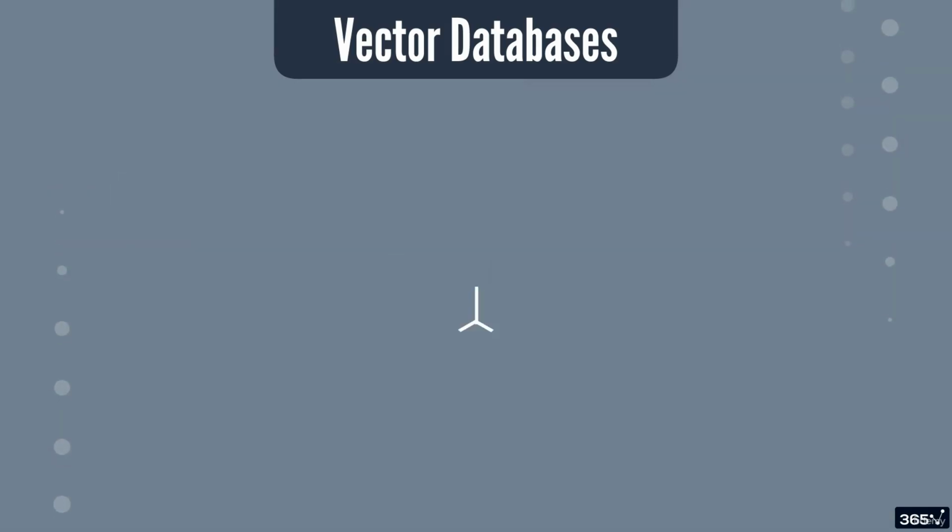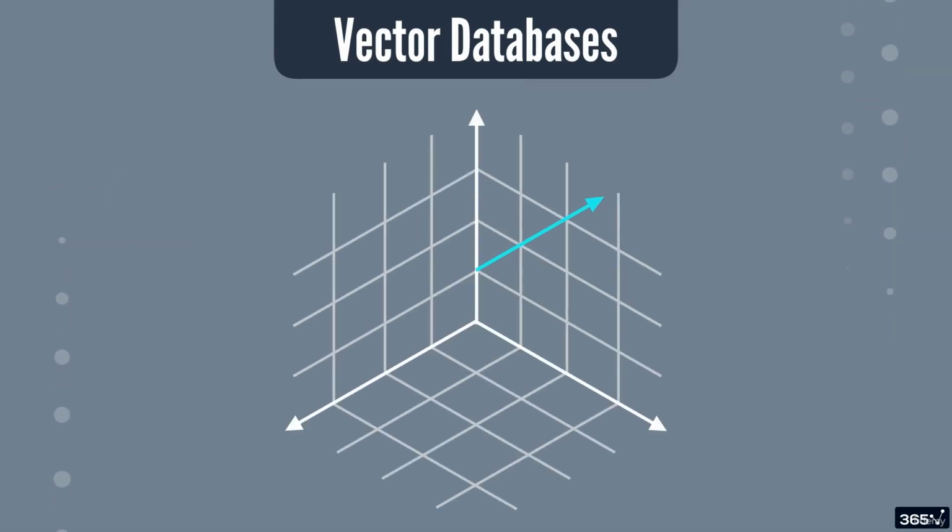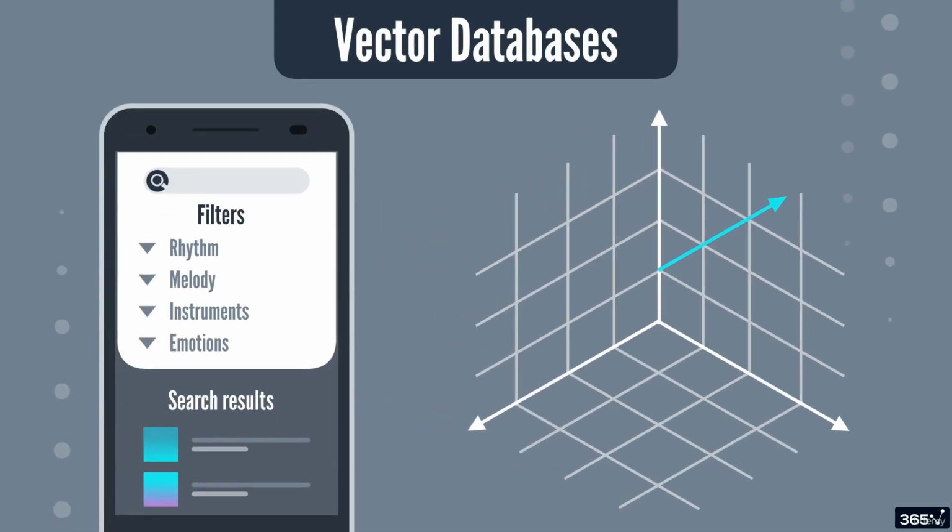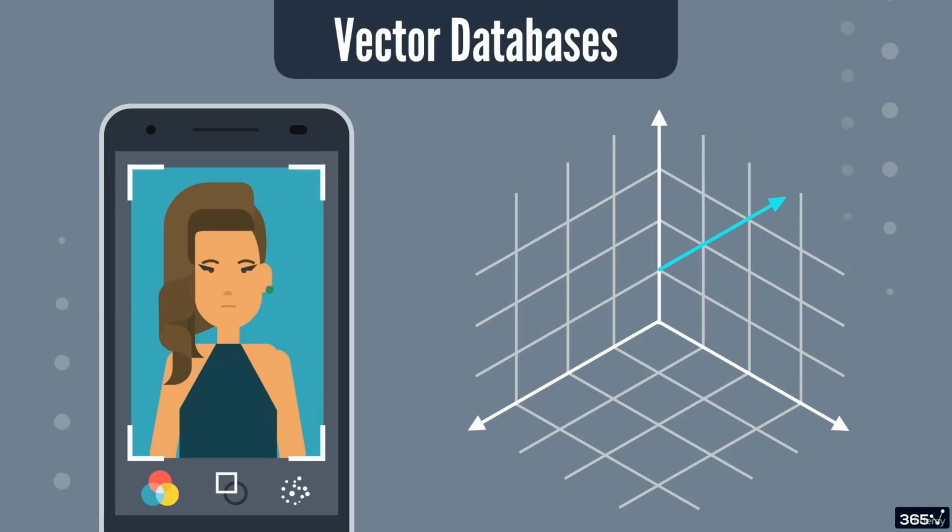Think of a vector as a pointed arrow in a vast multi-dimensional space. Each dimension in that space represents a feature, which you can consider a characteristic of the data. For instance, in a music app, vectors could represent different aspects of a song, its rhythm, melody, instruments used, and even the emotions it evokes. Similarly, vectors could encapsulate each image's colors, shapes, and textures in a photo app.